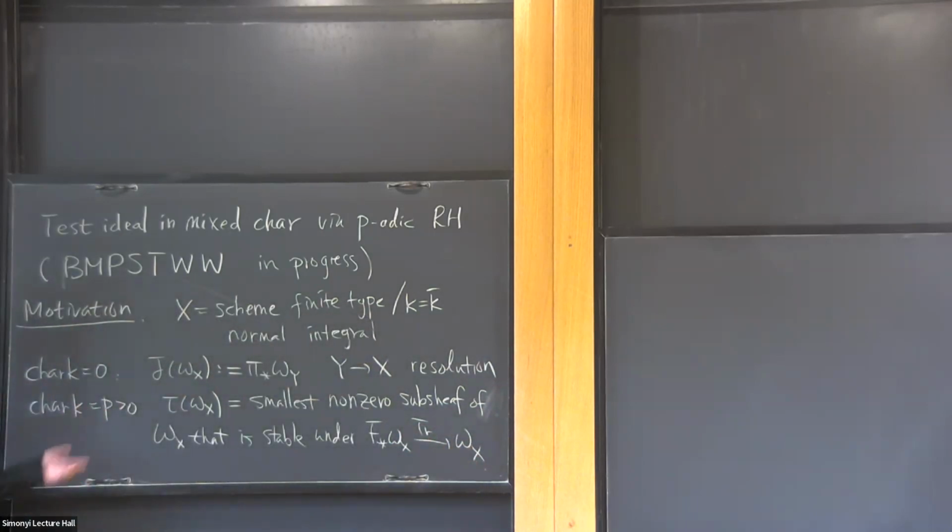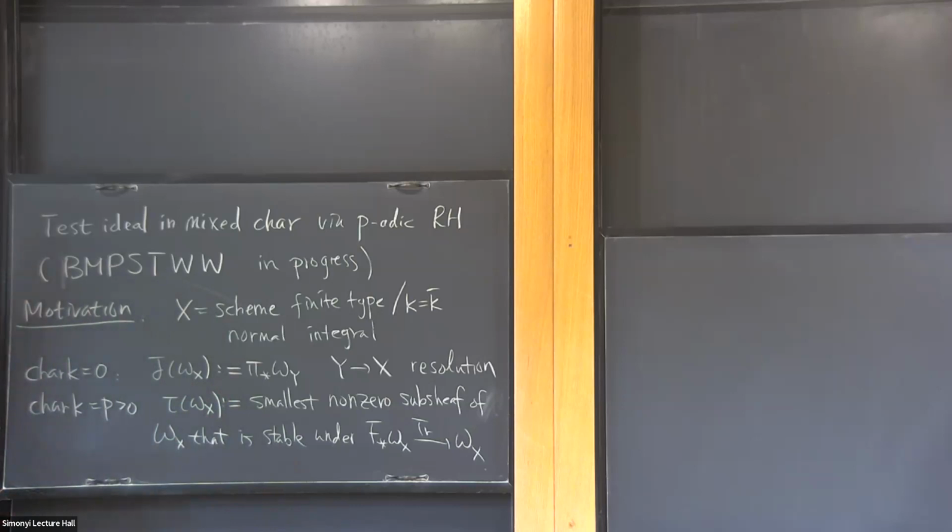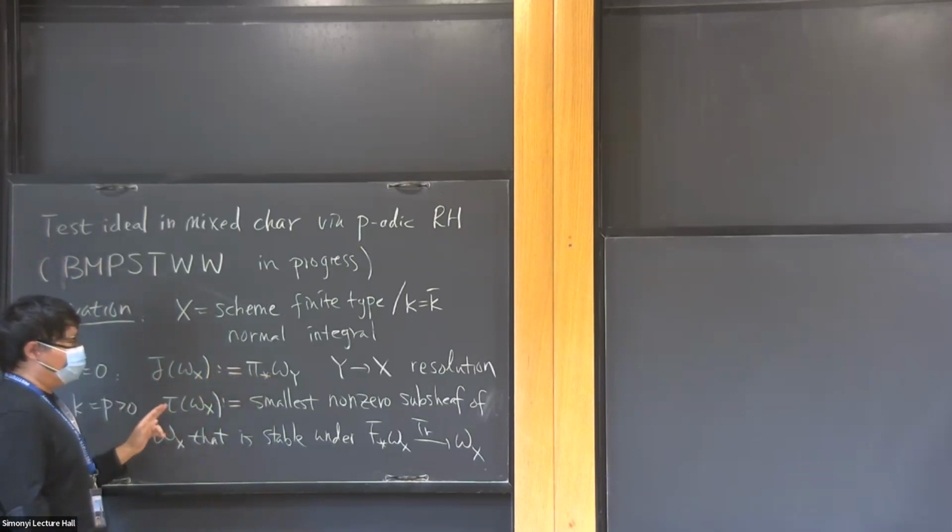It's not so obvious in characteristic p that this thing exists, but it's indeed the case, and you need some work. This is what we call the test submodule. Sorry, I need to point out that my title is test ideal, multiplier ideal, but actually in this talk I will never talk about multiplier or test ideals. I will just work with the multiplier submodule and test submodule.